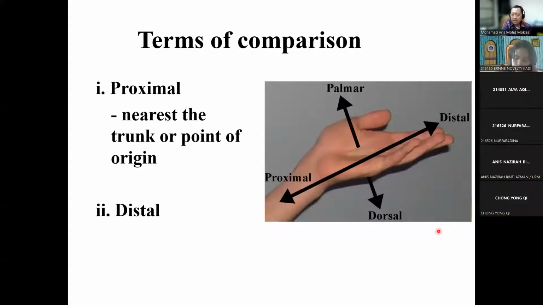For example, when you read the report, due to the accident, the proximal part of artery A is affected. So you know which part of the artery will be affected, right? Or due to the accident, the distal part of artery B is affected. So the distal part will be the farther, all right? That's the difference between proximal and distal.